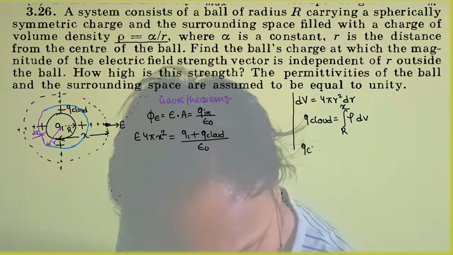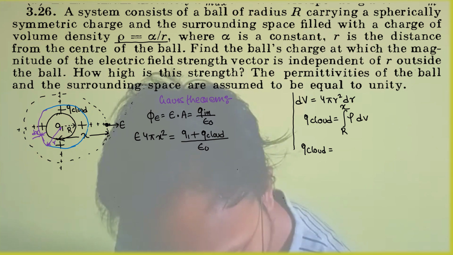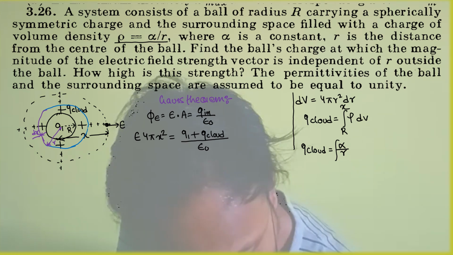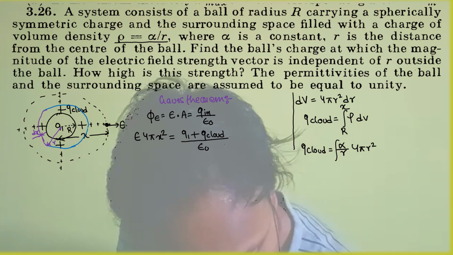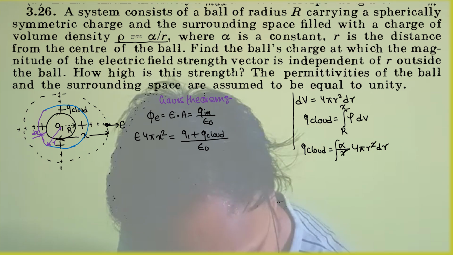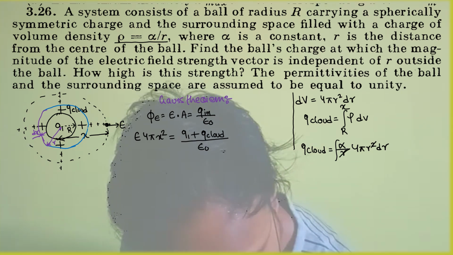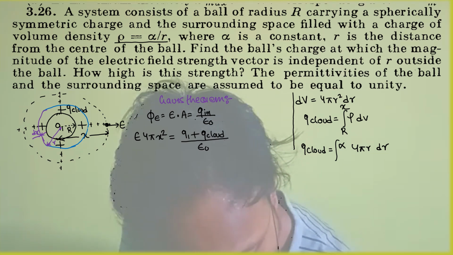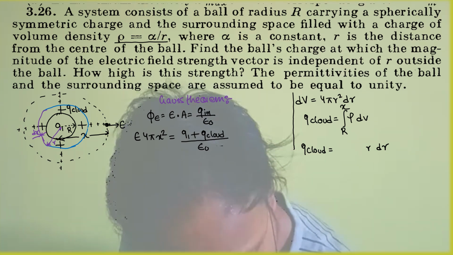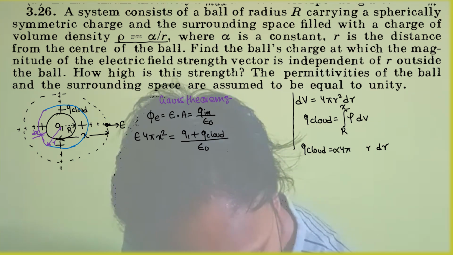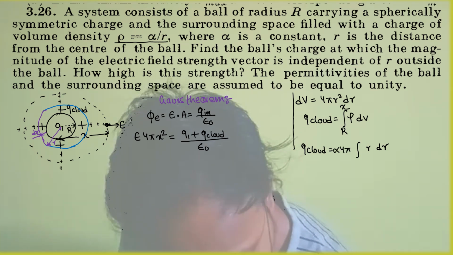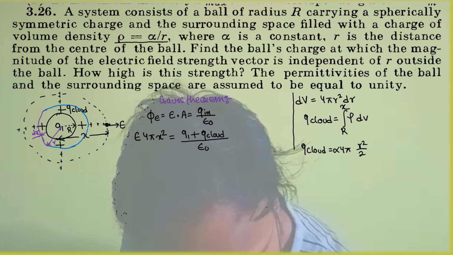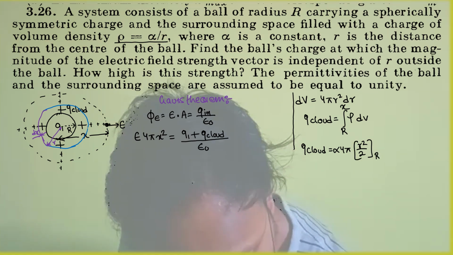Now the things become simple. Q cloud is equal to, what is the value of rho? Rho is given by alpha by r, into, what is dV? dV is 4 pi r square dr. So r and r would get cancelled. So out here it would become alpha into 4 pi r dr. Now can I take alpha 4 pi outside because it is constant? Alpha into 4 pi is taken outside, into r dr. Integration of r dr is nothing but r square by 2. And the limits of integral are from R to x.